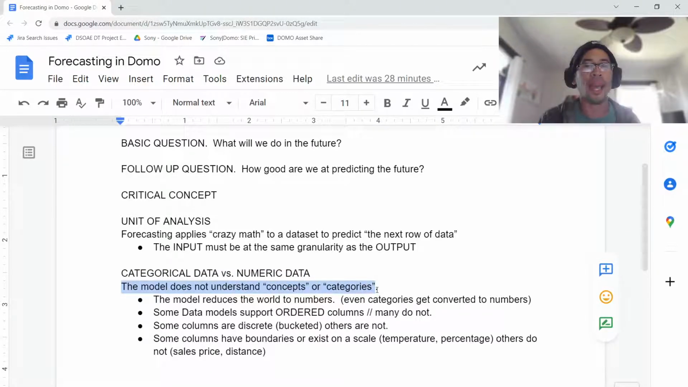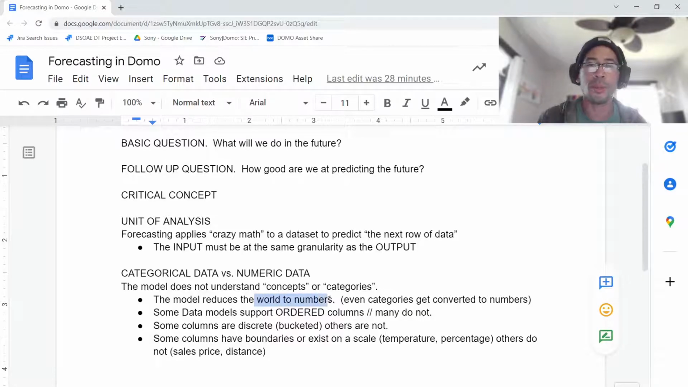When you're handling forecasting in general, unless you have a more sophisticated model, it has no concept of a category. Data models are really great with numbers, but categories are where things kind of get weird. If you think about forecasting, in my initial data set, I had two columns. I had dates and I had the amount. Now the dates column could be reduced to a number. The first day, the second day, the third day, the fourth day.